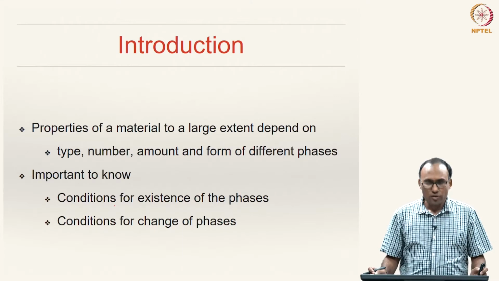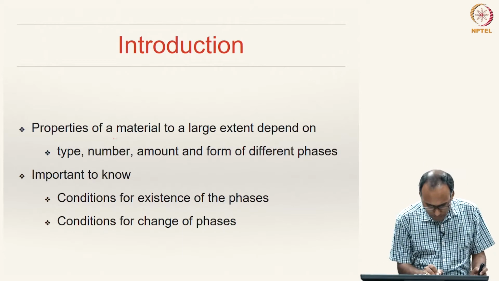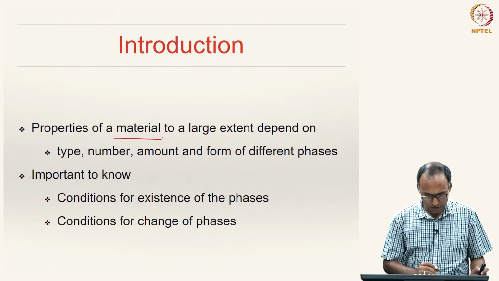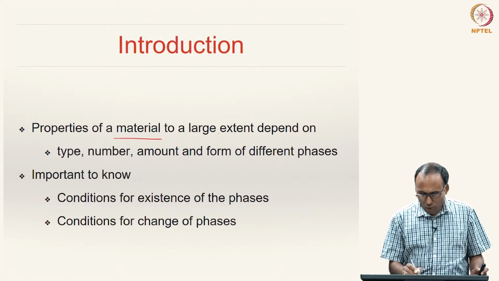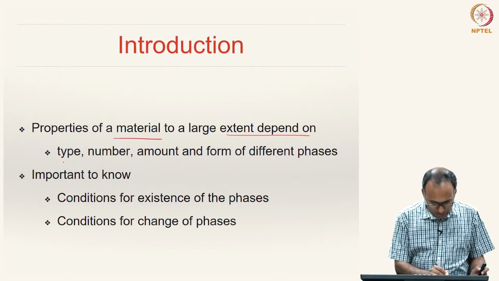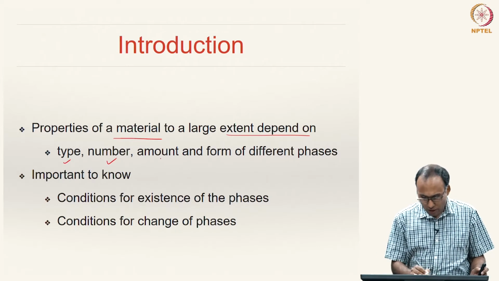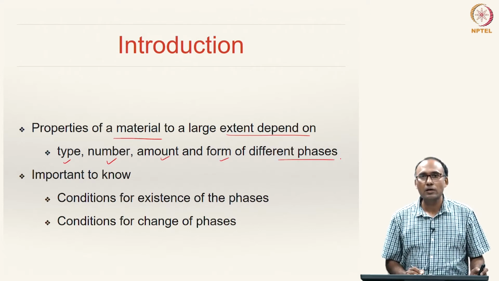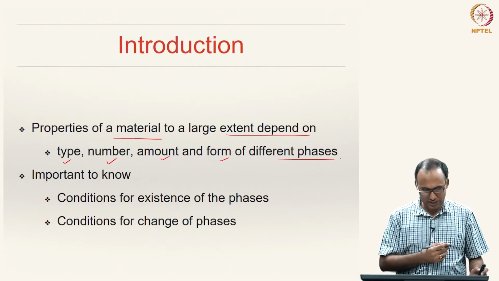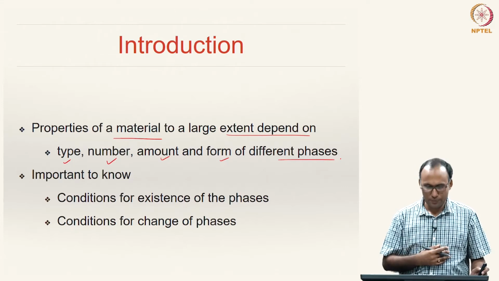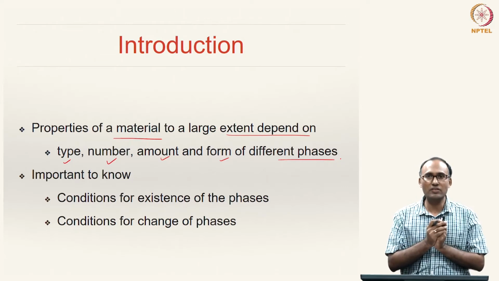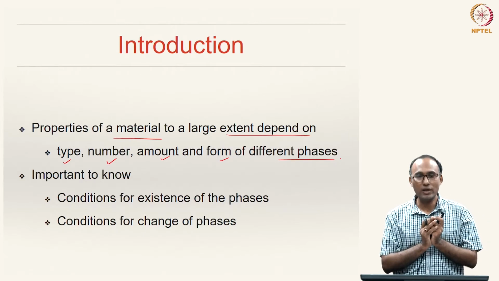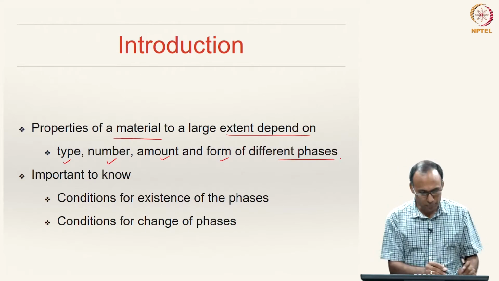And we know that the properties of a material or an alloy, in this case as we have discussed so far, to a large extent depend on the type, number, amount and form of different phases. What type of phase it is, how many phases are there, what is the weight fraction of each and every phase, and what is the microstructure of these phases.